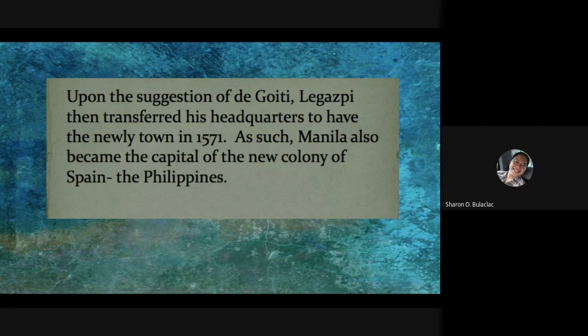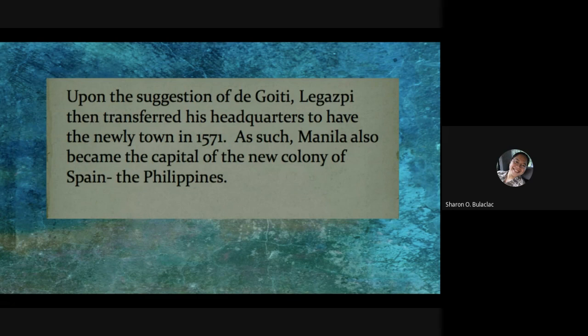So de Goiti, ano ba nangyari kay de Goiti with the Muslim chief in Manila? At first, they were received as friends. Then the group of de Goiti started to extract tribute from the people of Manila. They realized that if they give in to the demands of de Goiti, they will reduce their position to subjects. So hindi pumayag yung mga chief ng Manila. Yung pinaka-prominent na pangalan na palaging binabasa, you have Raja Sulaiman. So ang ginawa ni de Goiti, bumalik siya sa Panay, telling Legazpi that we found this nice place in the north. Unfortunately, it is ruled by a Muslim chief who will not give in to our demands.